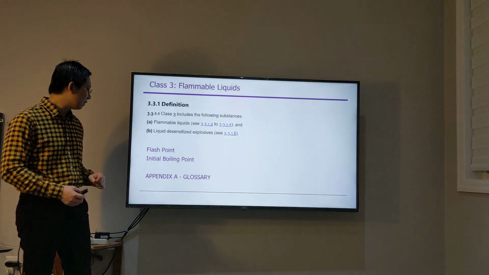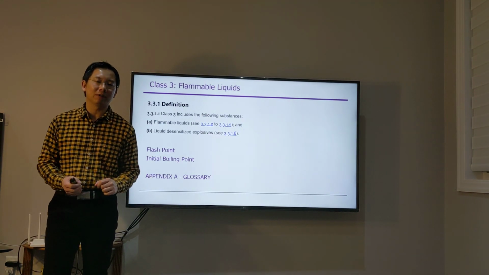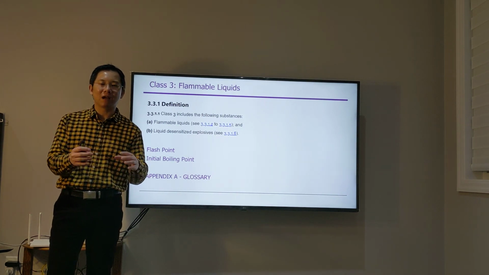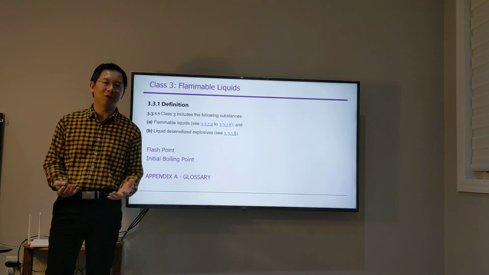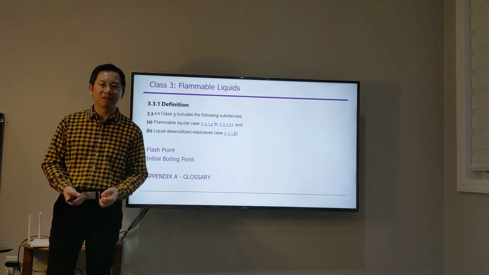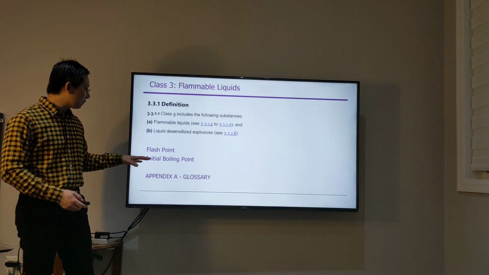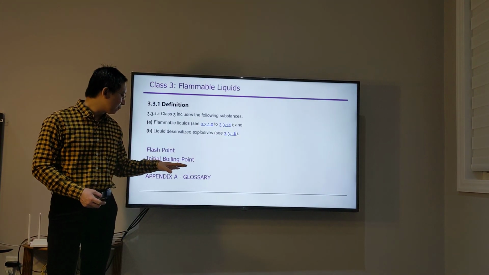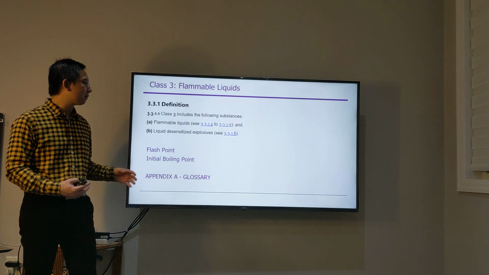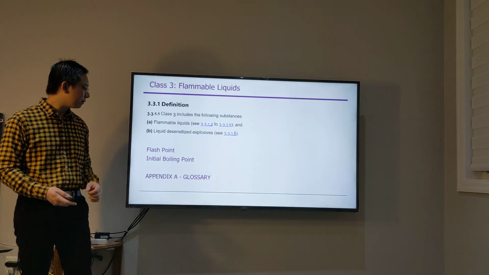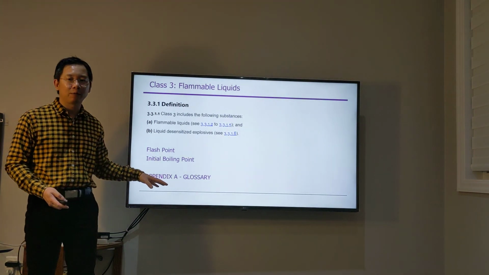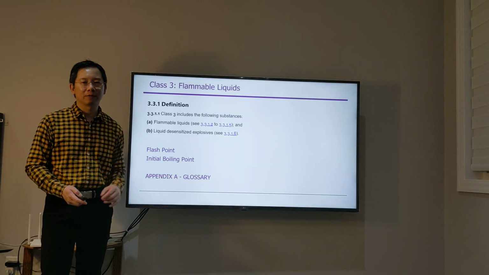And the second one, we call it the initial boiling point. That's the initial temperature at which the liquid starts to boil. Like water, we know that the initial boiling point at room pressure is 100 degrees. So with these two numbers, we can properly classify if a shipment belongs to flammable liquids. And for the definitions of these two, you can find them in Appendix A, the glossary.